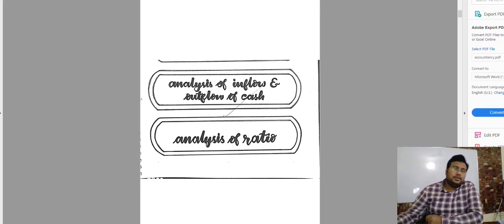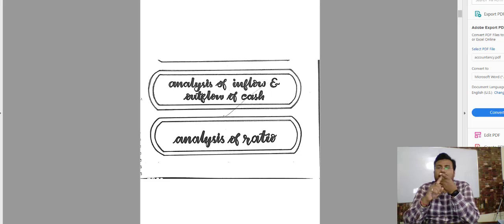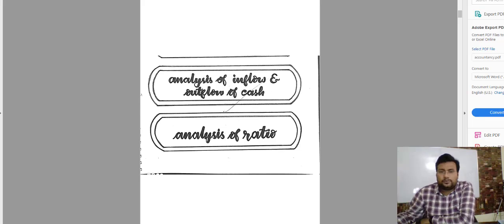So how will it be? See, basically you get it. What do you have to do? One question you have to take. You have to prepare the cash flow statement, and bacha, with the help of the cash flow you have to analyze the ratios and you have to give the conclusion. This much work you have to do.